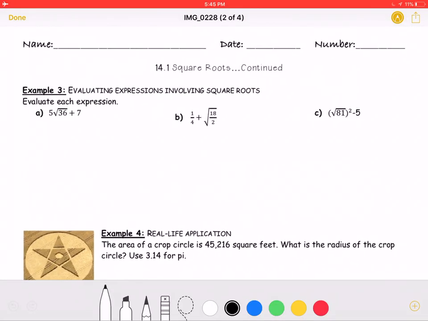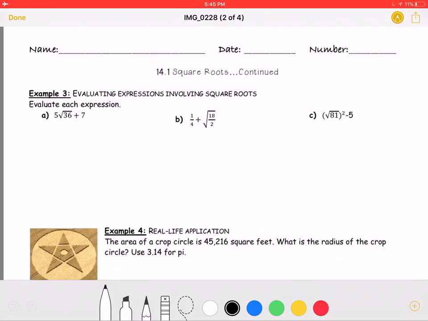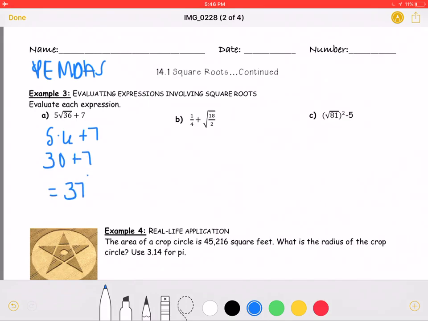We have example 3 here. What if we're evaluating each expression? Remember, evaluating means to solve. So again, using our order of operations to help us solve this. First one, we do want to get rid of our square roots first. It's almost like our exponents. So do those first. Square root of 36 is 6. Now we do our multiplying. Now we add to get 37.